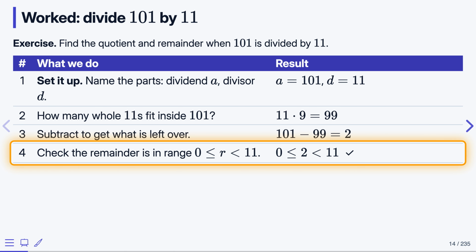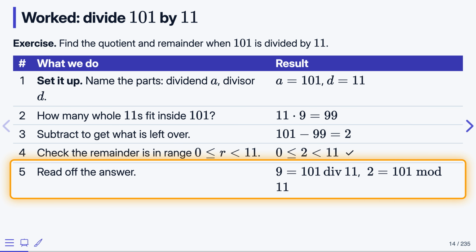Step 4, check the remainder is in range. It must be at least 0 and less than 11. 2 passes. Step 5, read it off. The quotient 101 div 11 is 9. The remainder 101 mod 11 is 2.